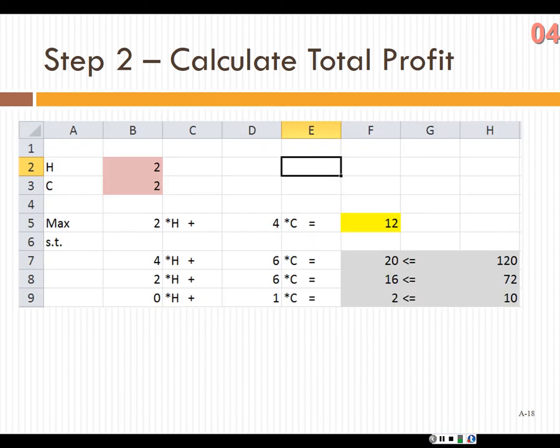Okay, so in this example, we're trying to maximize 2H plus 4C, and this is where we're going to have that solution be, and that's our target cell. Okay?